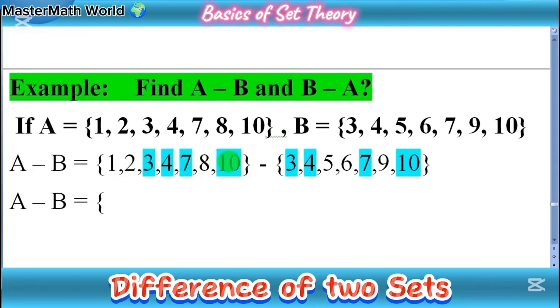So the simple meaning is that we have to remove these common elements from set A, because difference means we have to write all the elements that are in set A but not in set B. So these elements 3, 4, 7 and 10 are present in set B. So we have to remove these and write the remaining elements 1, 2 and 8. That is called the difference of A and B. So write 1, 2 and 8.